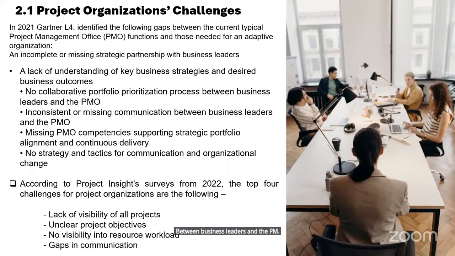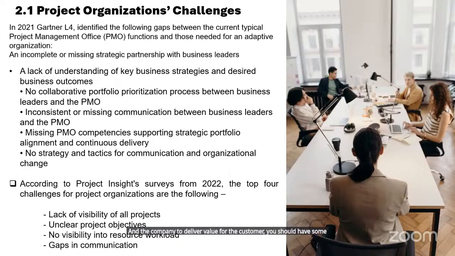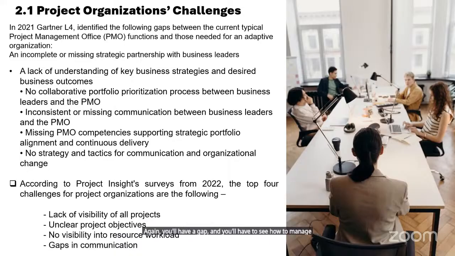The second aspect: there is no collaborative portfolio prioritization process between business leaders and the PMO. So you see, for projects to function effectively and the company to deliver value for the customer, you should have some collaboration between the business leader and the PMO. If you don't have good collaborative processes between business leader and the PMO, and you don't have proper portfolio prioritization, again you'll have a gap and you'll have to see how to manage things effectively. So that is another thing which you need to look at.